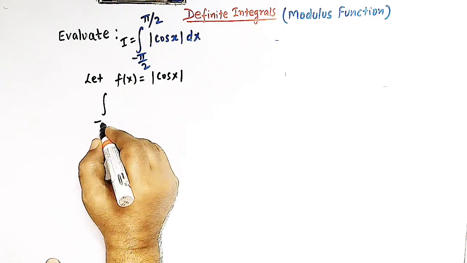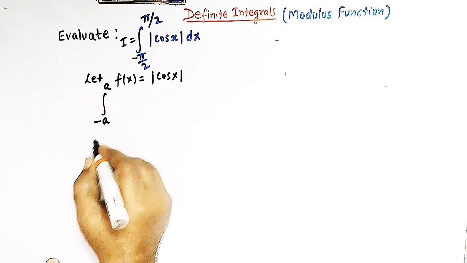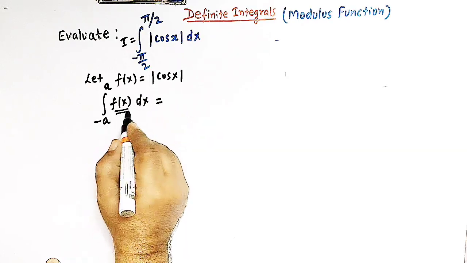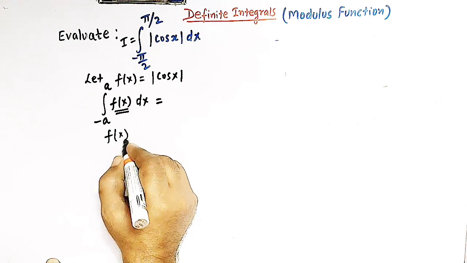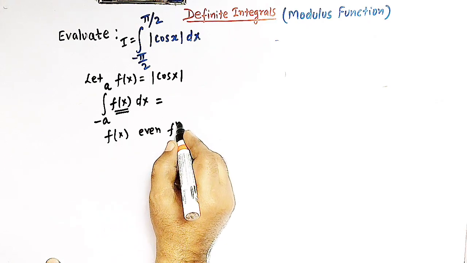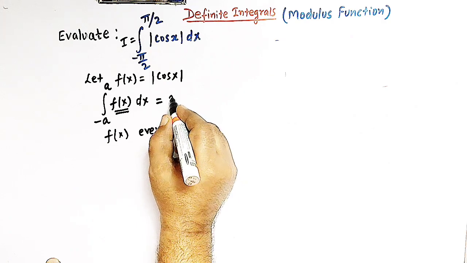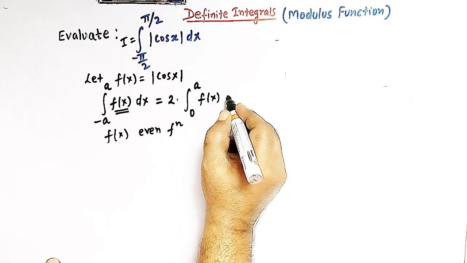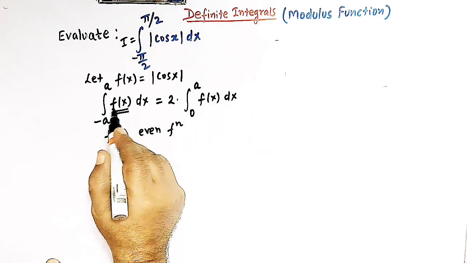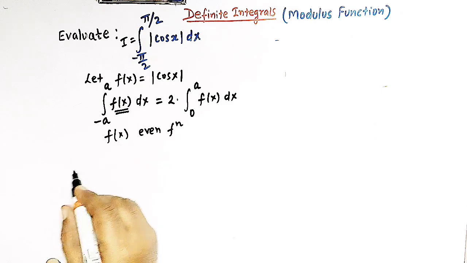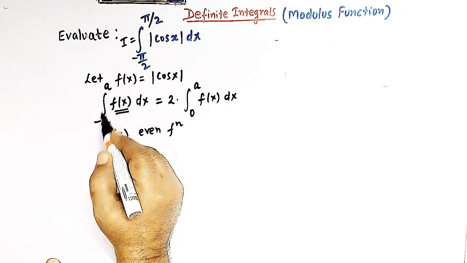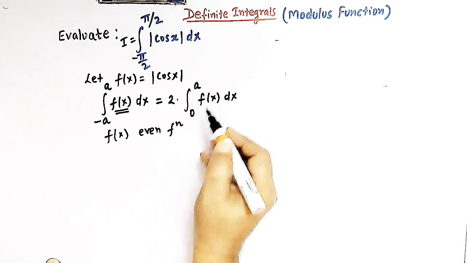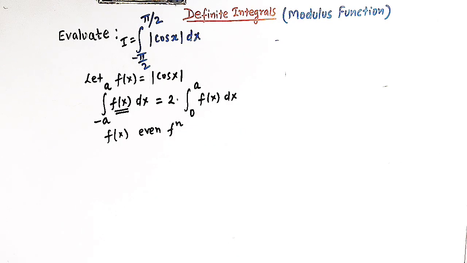if we have the integral from minus a to a, and here we have f of x dx, and if this function f of x is an even function, then the value of this integral is equal to 2 times the integral from 0 to a f of x dx, right? So whenever our integrand, that is f of x, is an even function, then the integral from minus a to a f of x dx is equal to 2 times the integral from 0 to a f of x dx.